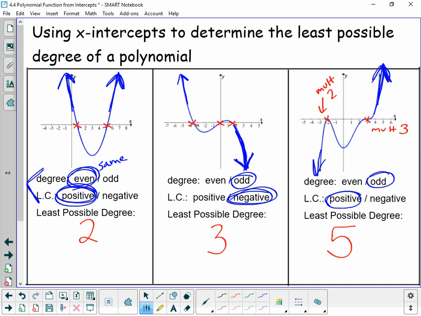Again, it's possible that this would be a higher degree. We just found the least possible degree. If this one instead had multiplicity of 5, which we can't really tell very well from the graph, maybe it's a 7, maybe it's a 9. We definitely know it's odd, and the least possible degree is 5.